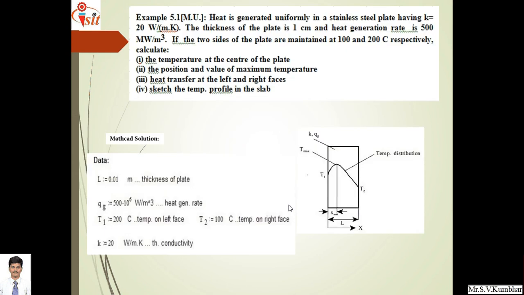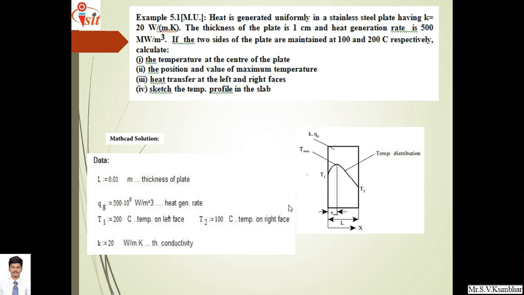Now we will see one example. Heat is generated uniformly in a stainless steel plate having K is equal to 20 watt per meter Kelvin. The thickness of plate is 1 centimeter and heat generation rate is 500 megawatt per meter cube. If two sides are maintained at 100 and 200 degrees centigrade respectively, calculate the temperature at the center of plate, the position and value of maximum temperature, heat transfer at left and right face, and sketch the temperature profile in the slab.